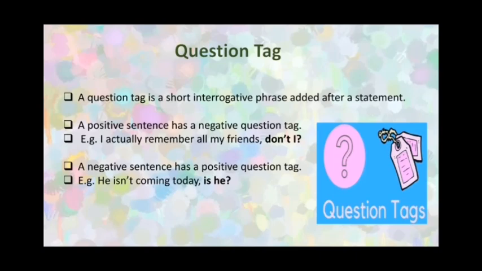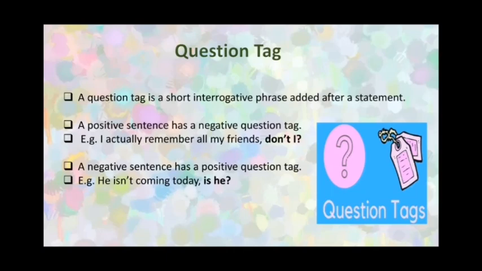So, a question tag is a short interrogative phrase added after a statement. It is used to express doubt or to seek confirmation about what is said or asked. It is mostly used in everyday conversations or dialogues.